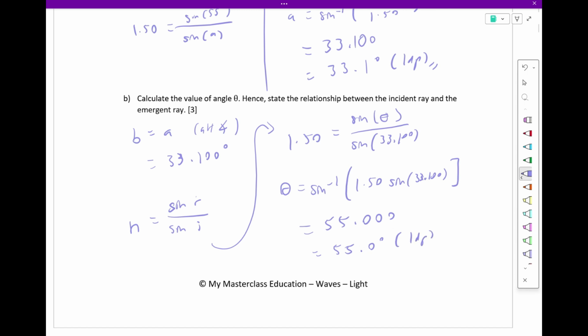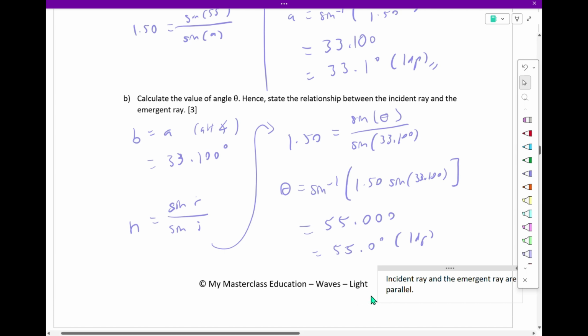After this, don't forget what the question is asking for. What is the relationship between your incident ray and your emergent ray? The incident ray and the emergent ray are parallel. Not sure if you realize that, but basically they are parallel.